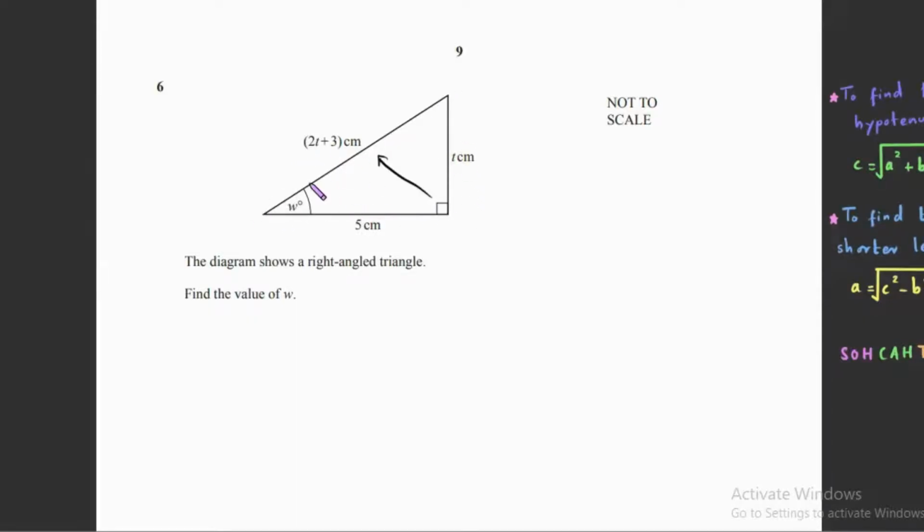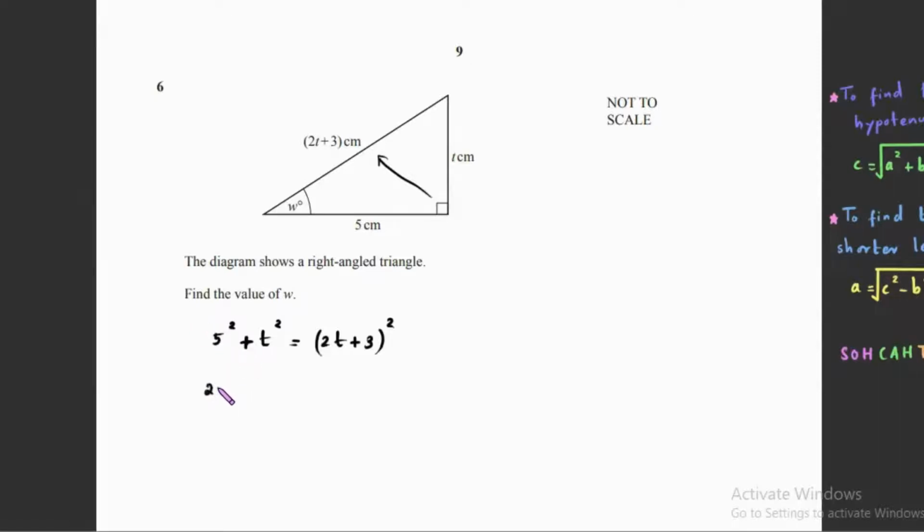So I can apply the Pythagorean theorem, which is the square of the shorter legs, which is 5 and t. When I square them and add them together, this will be equal to the square of the hypotenuse, which is this 2t plus 3 squared. Here I did not write it as c squared because we are not asked to find what c is, and the value of t is not known. So first we are trying to find what t is. That's the reason why I wrote it this way.